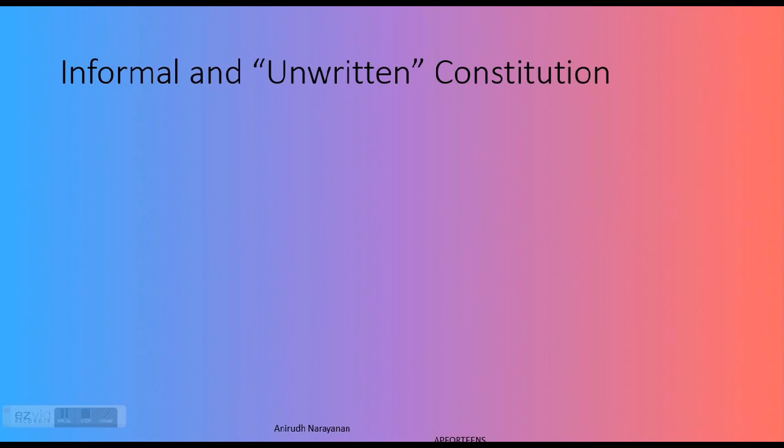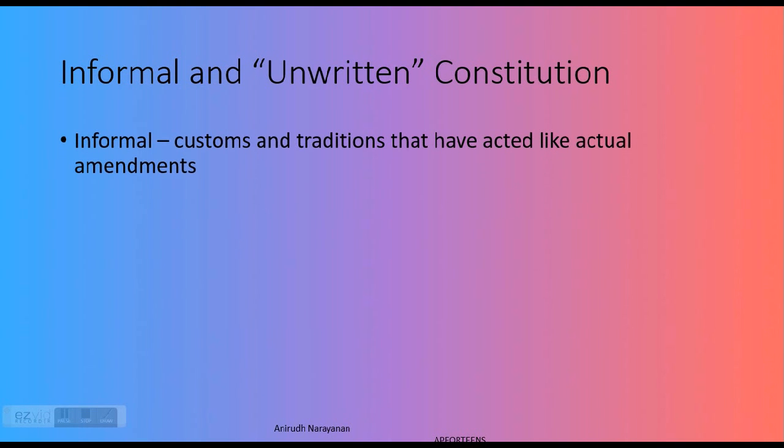The informal and unwritten constitution. Informal constitution is basically the customs and traditions that have acted like actual amendments. Think, for example, the two-term limit. Despite the fact that there wasn't actually a constitutional amendment until 1951, a lot of presidents, in fact every president prior to FDR, followed that two-term limit where they would run and win a maximum of 2 terms.